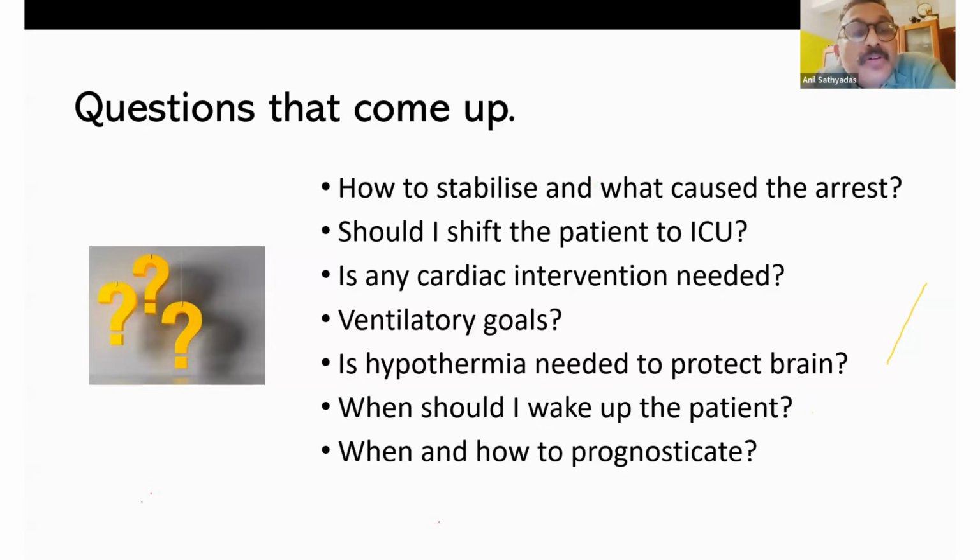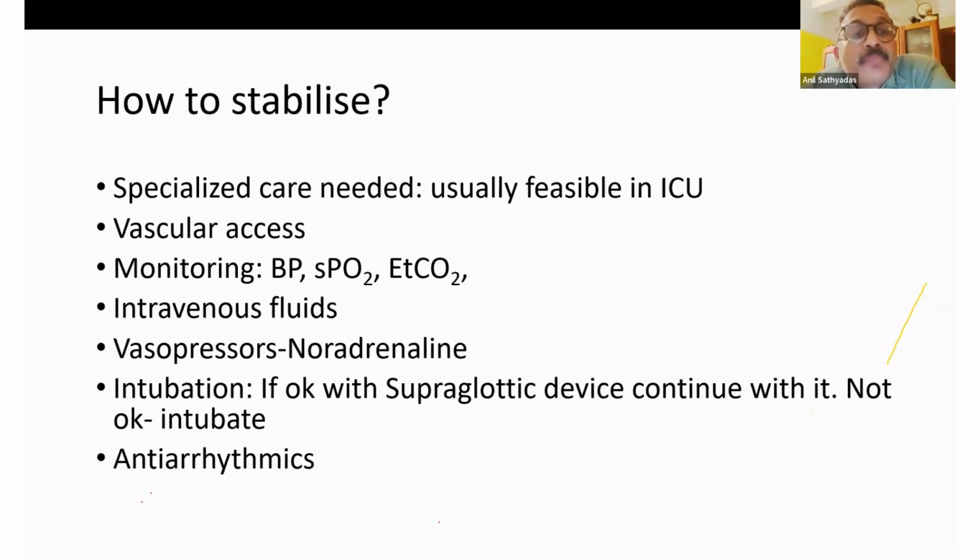So we'll talk a bit about post-cardiac arrest care. How to stabilize? See, return of spontaneous circulation does not tell you that the patient is stable. You have to stabilize the patient further. And how to stabilize, and what was the cause of the arrest? Should I shift the patient to an ICU for post-cardiac arrest care? Is any cardiac intervention needed? What are the ventilatory goals? Is hypothermia needed to protect the brain? When should I wake up the patient? And when and how to prognosticate?